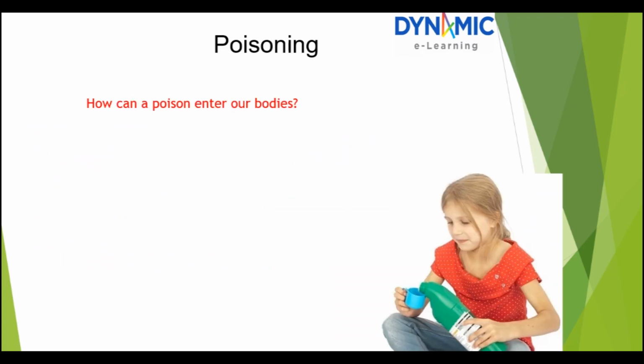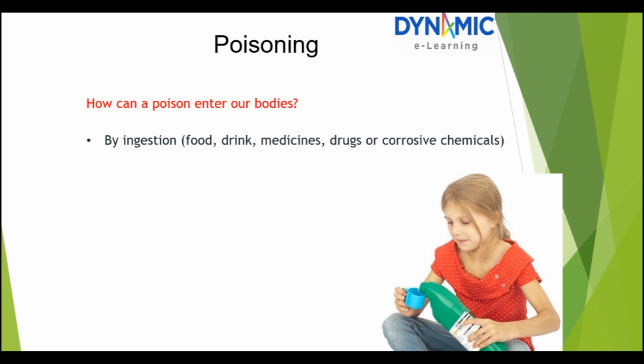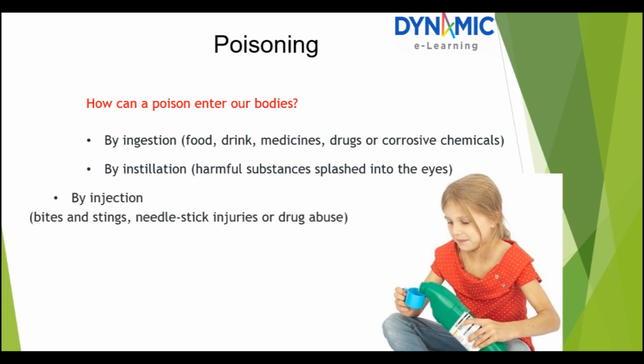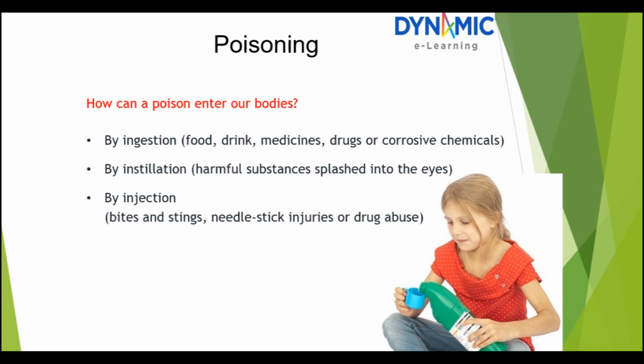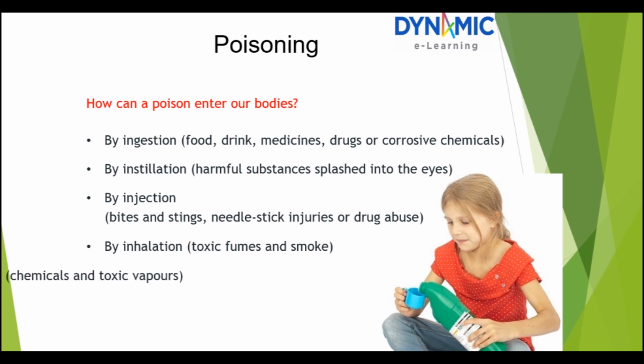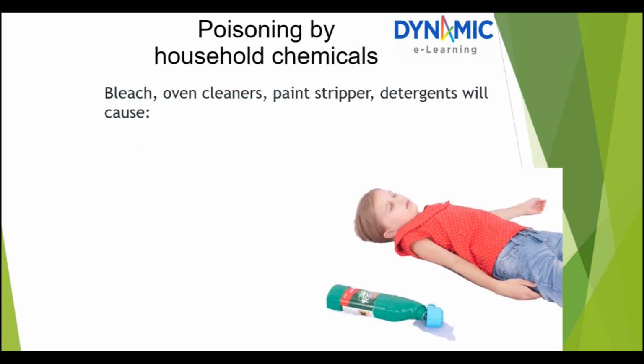Poisoning. How poisons can enter our bodies. Ingestion: food, drink, medicines, drugs, corrosive chemicals. Instillation: harmful substances splashed into the eyes. Injection: bites and stings, needle stick injuries or drug abuse. Inhalation: toxic fumes and smoke. By absorption: chemicals and toxic vapors.